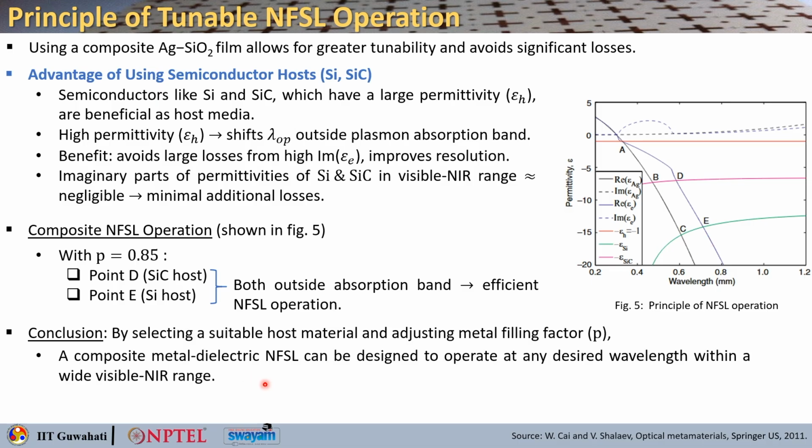So here is the conclusion: by selecting a suitable host material and adjusting the metal filling fraction P, you can make a composite metal dielectric near field super lens that can operate at any desired wavelength within the wide visible to near infrared range. So with that we conclude here.